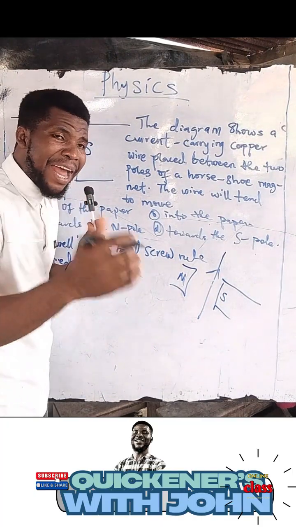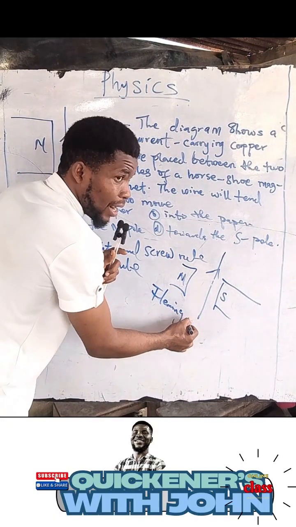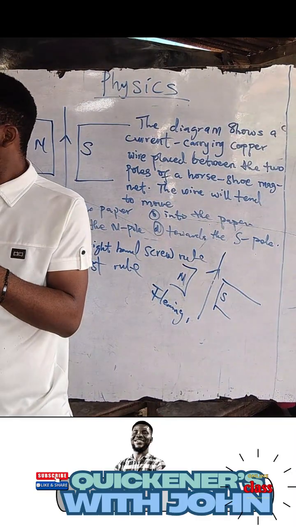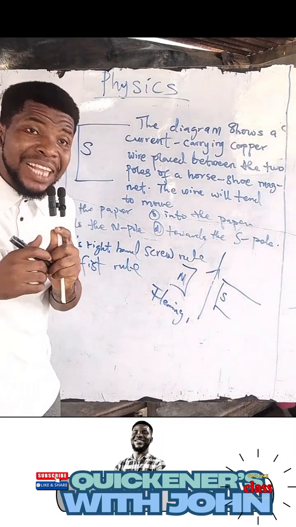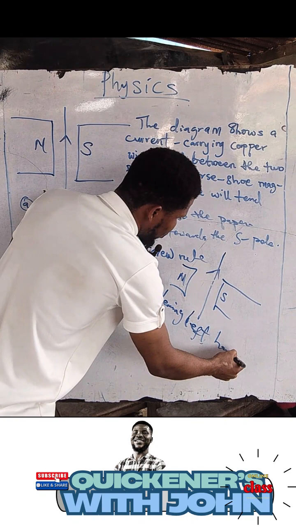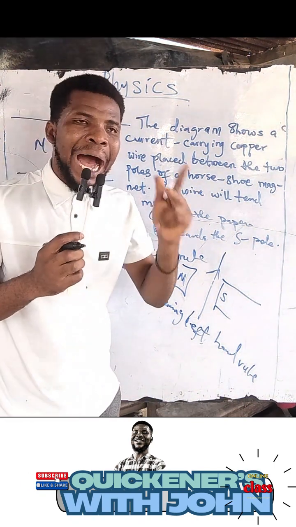So that one is determined by what? Fleming's what? Have you forgotten now? Fleming's left hand rule. So we use our left hand. Now, what does this law state?